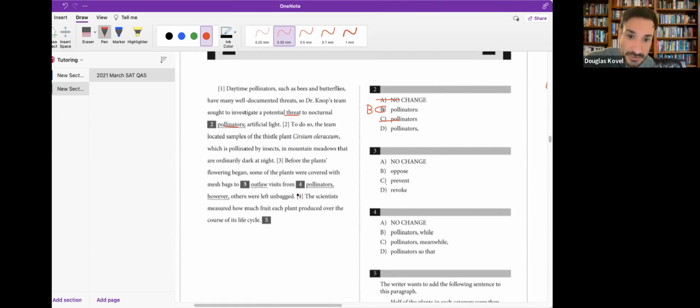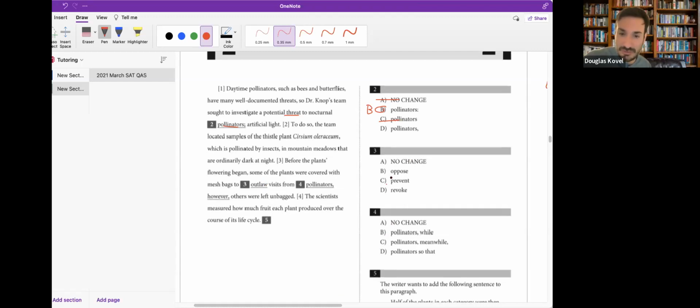So now we actually have two questions in this one. Before the plant's flowering began, some of the plants were covered with mesh bags to outlaw visits from pollinators. However, others were left unbagged. All right, so we're going to take each part of these one question at a time. So first, let's deal with question 3. Question 3 is an example of what's called a precision question.